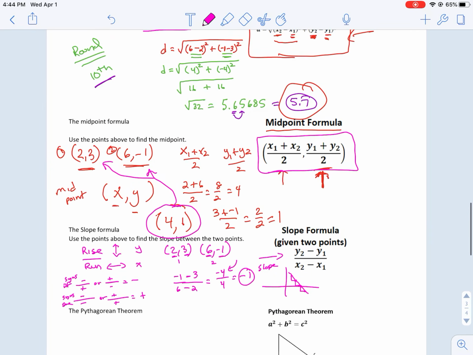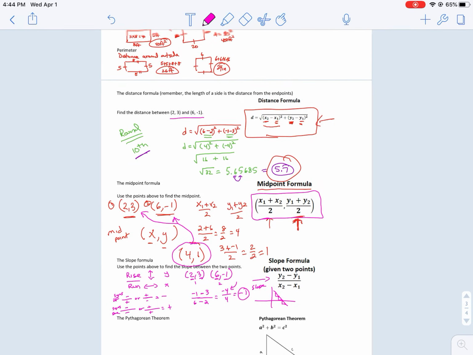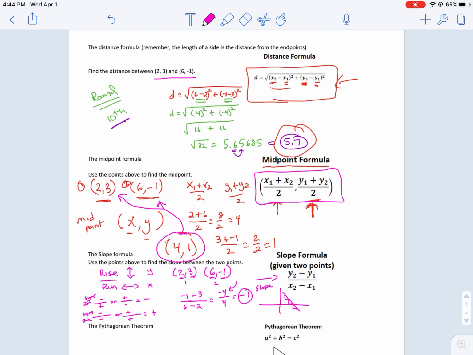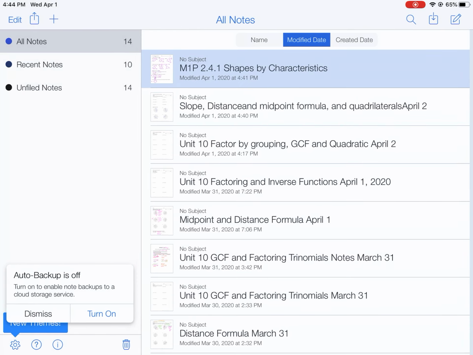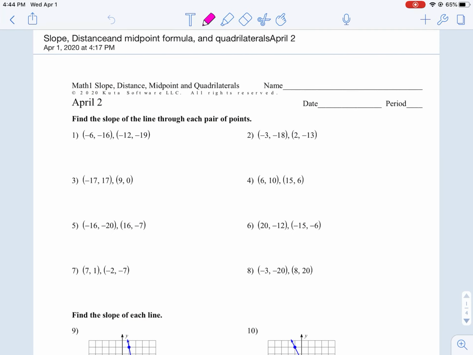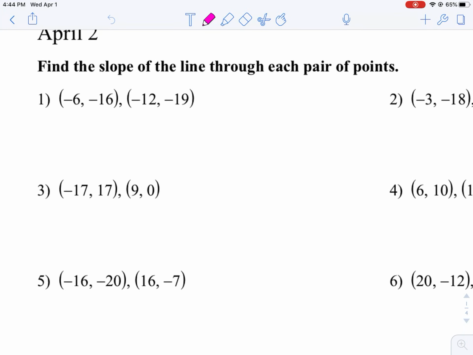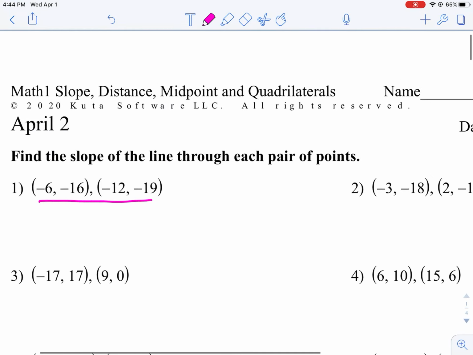Pretty simple. Again, we're using the x1, x2, y1, y2 all the time. You could always come back to this form, all right? Hopefully you've been filling it out with me. So now we're going to go into your worksheet today, and it says find the slope of the line through each pair of points. So we're given those 2 points.